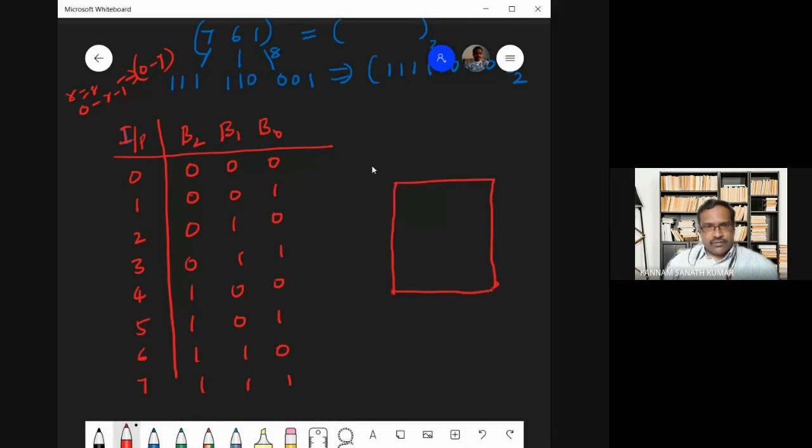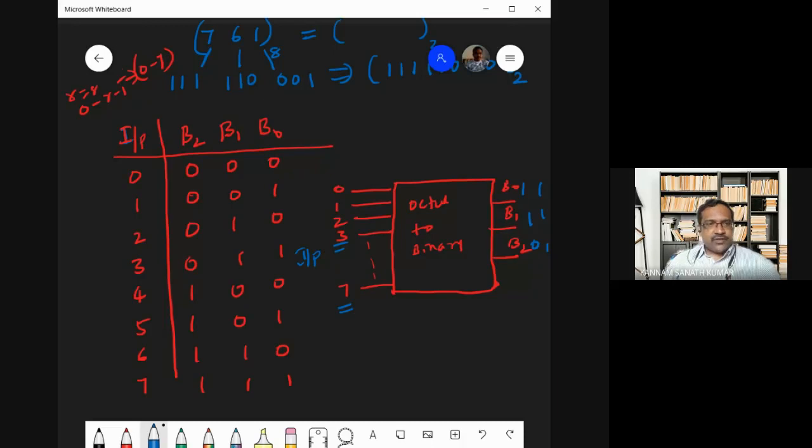So this is the octal to binary encoder. You have 8 inputs, 0, 1, 2, 3, up to 7, and you have three outputs, that is B0, B1, B2. Suppose input 3 is selected, so what is the output? 0 1 1. Suppose input 6 is selected, the output is 1 1 0. Suppose input 7 is selected, you get the output 1 1 1.